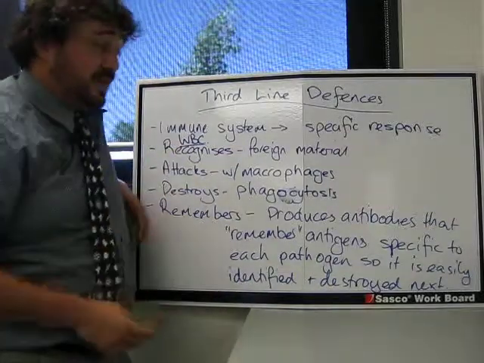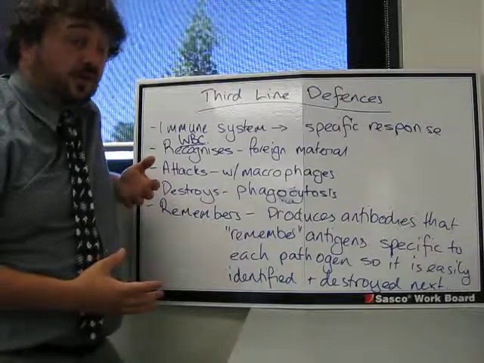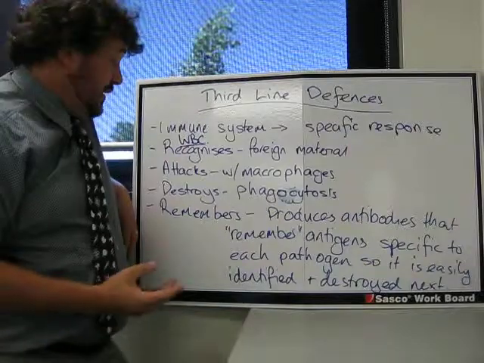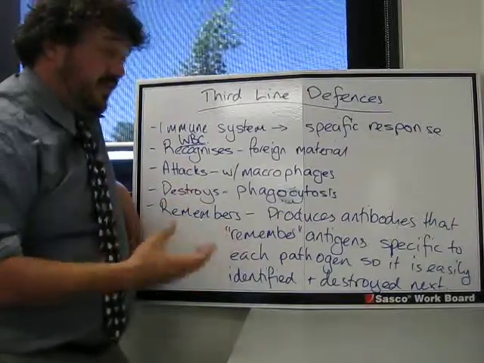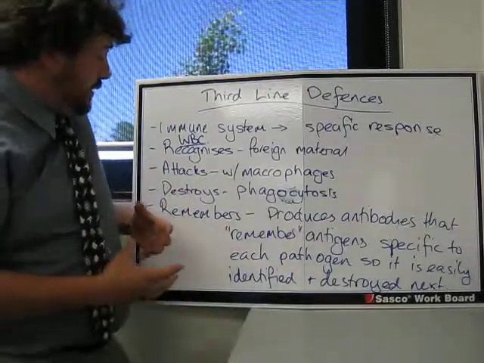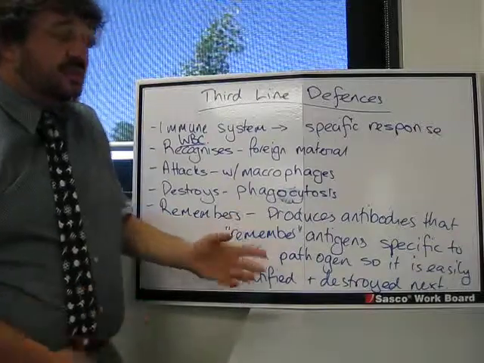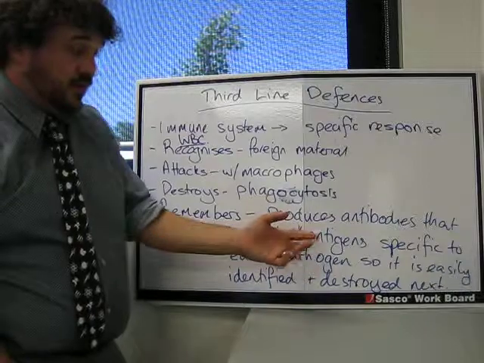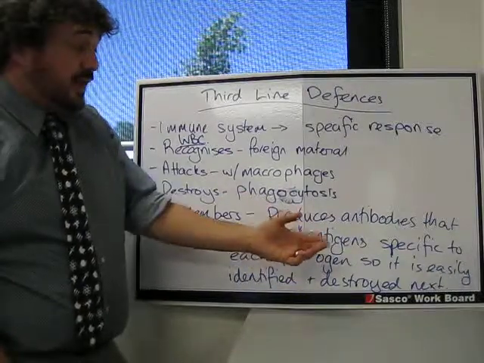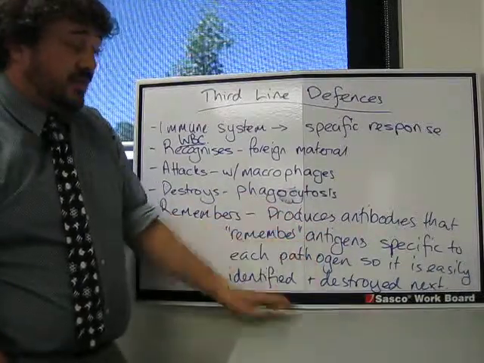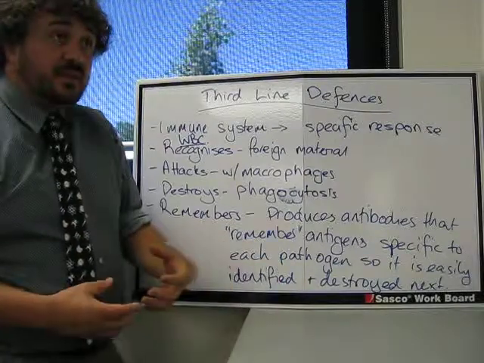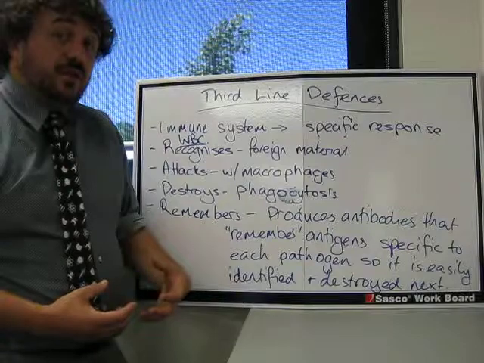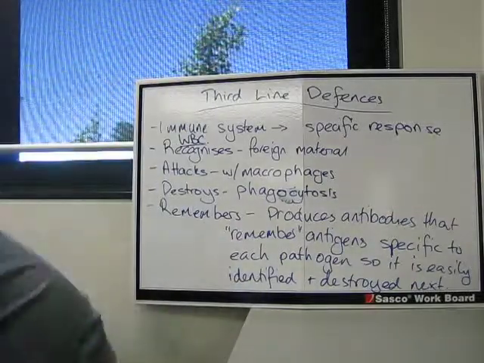First, we recognize. So it recognizes that there's foreign material. Then it attacks with macrophages. Then it destroys, so that's phagocytosis, it breaks it down. But then it remembers, and what this means is it produces antibodies that remember or recognize in the future antigens specific to each pathogen. So the next time it enters the body, it's quickly and easily destroyed.